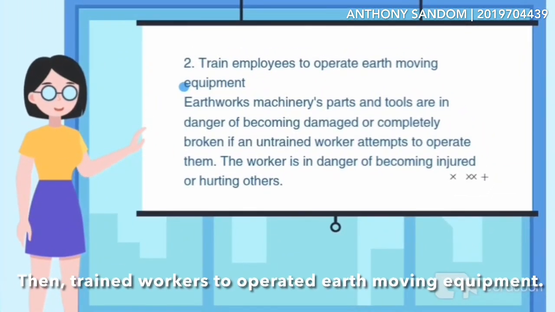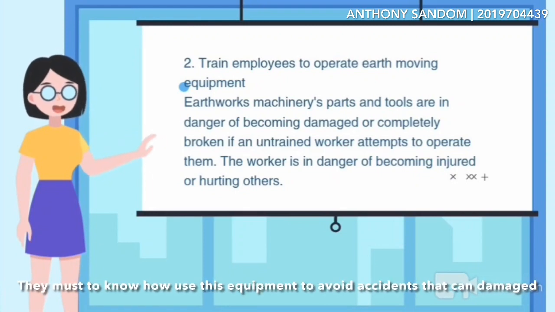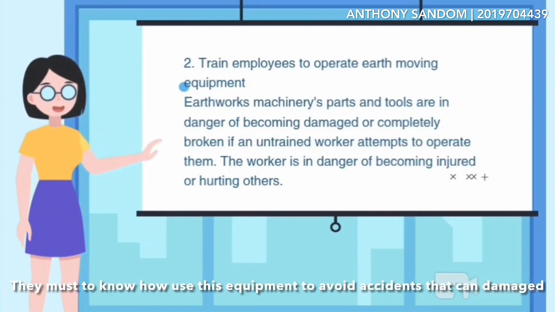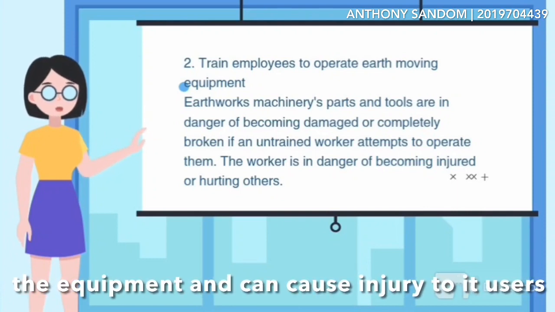Train workers to operate earth-moving equipment. They must know how to use this equipment in order to avoid accidents that can damage the equipment and can cause injury to its users.